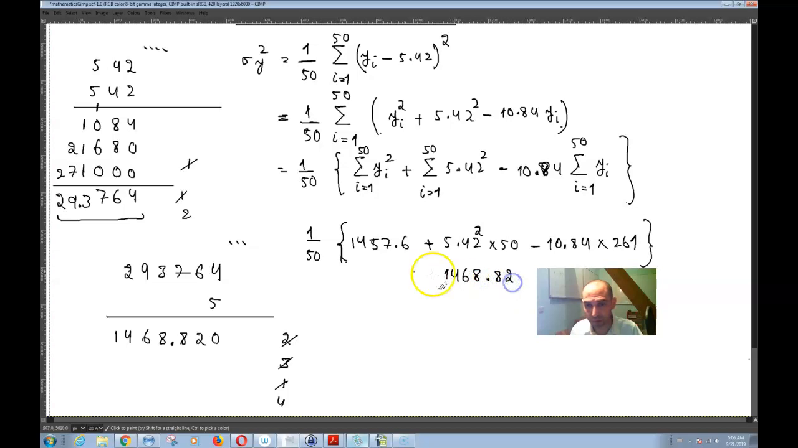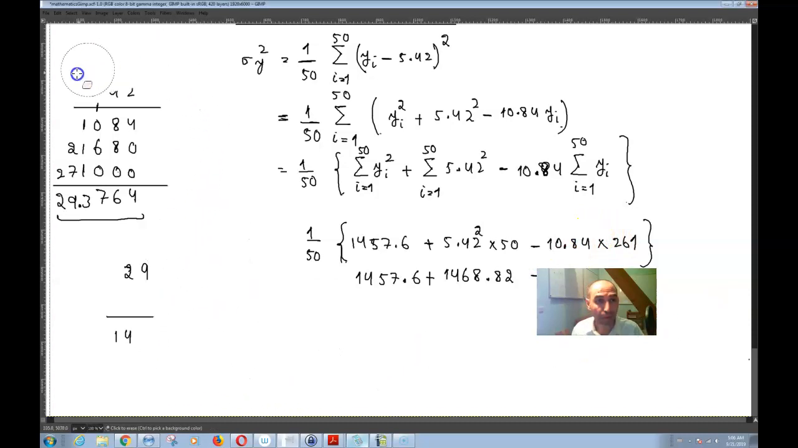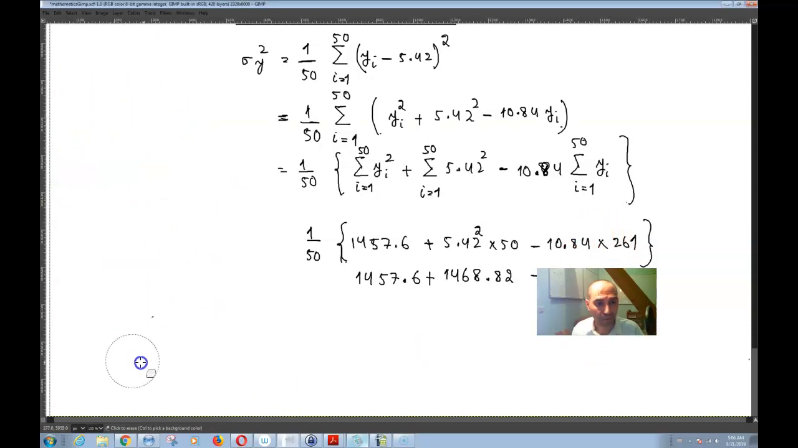1468.82. Now this number over here is 1457.6 plus this minus this number, and we need to calculate this number as well. So over here I have 10.48, 2 decimal places, times 261.